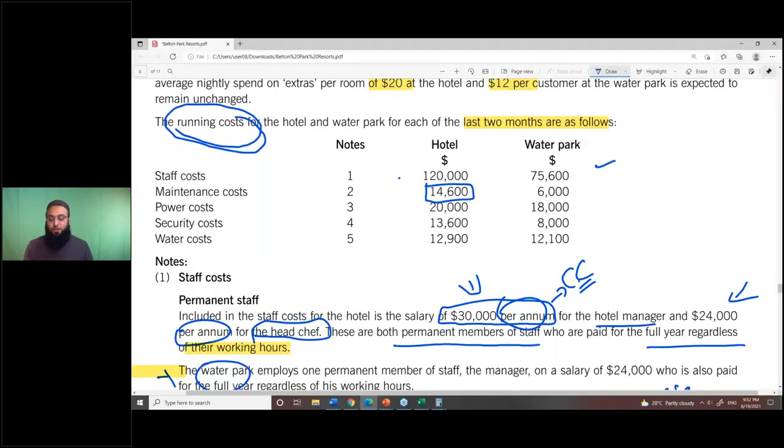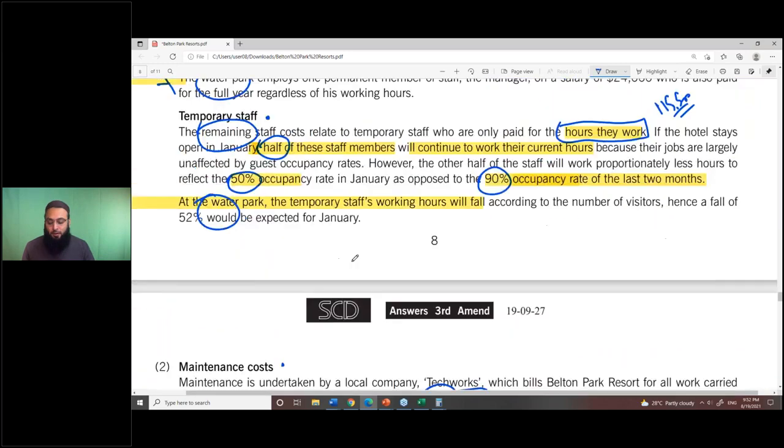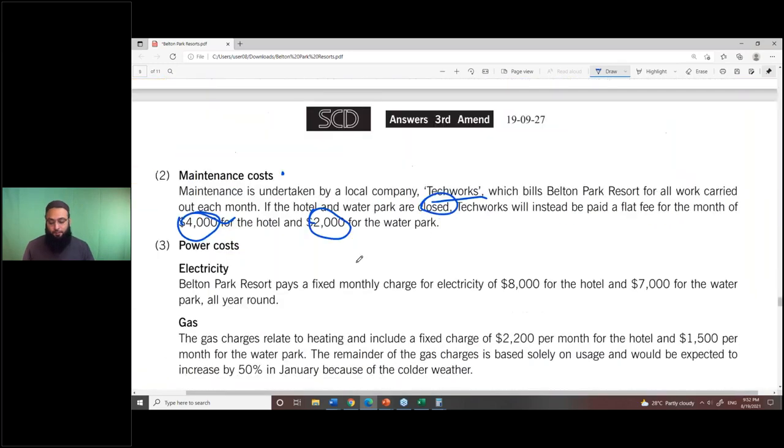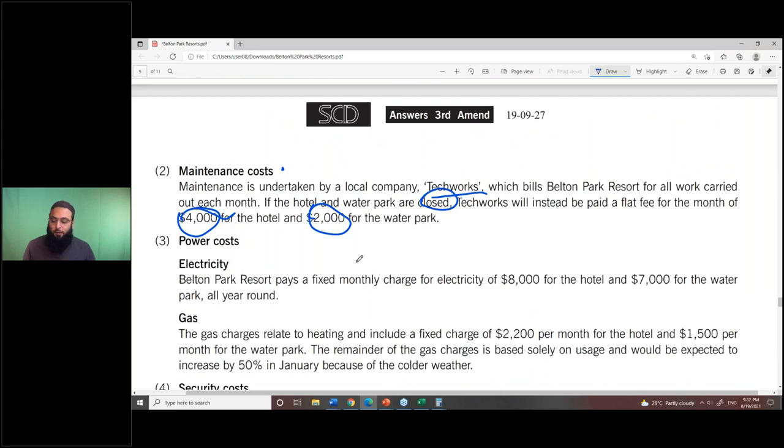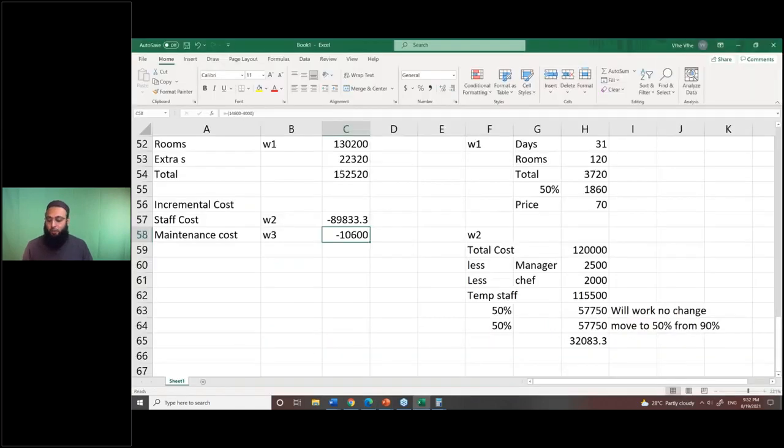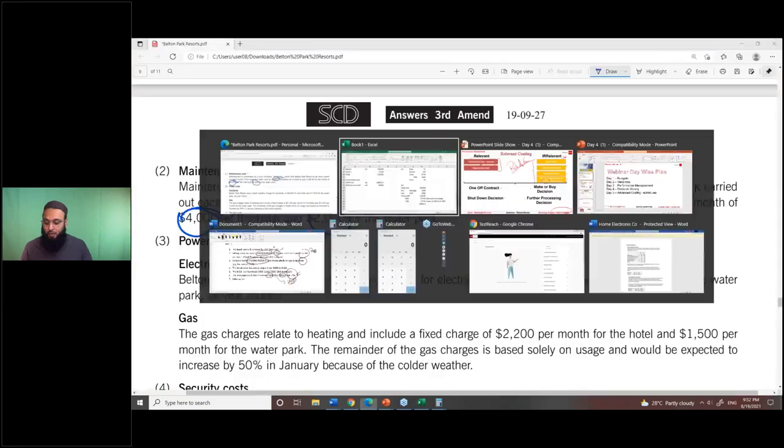If the question requires you to explain, then you have to mention that 10,600 is additional, because if I'm paying 14,600 right now and I continue to pay 4,000 if I close, the additional that I'm incurring just because I'm keeping it open is 10,600. It's an incremental cost, right? So that's for hotel. I hope no issue in this one as well. If you have, just note it down. We'll come back again and answer all your queries then.